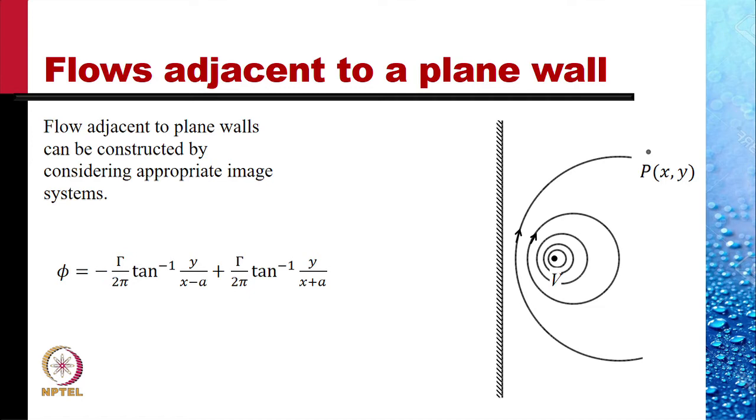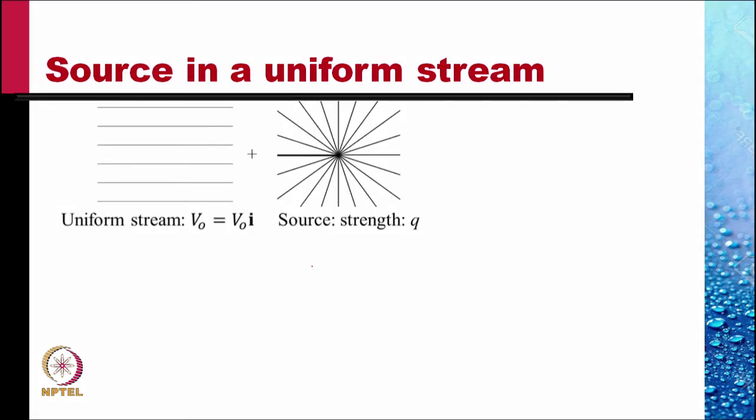This is the potential because of a clockwise vortex at x is equal to a, and this is the potential due to a counterclockwise vortex at x is equal to minus a. Now we combine a uniform stream, V naught is equal to V naught i. This is a uniform stream in the i direction, and a source of strength Q.